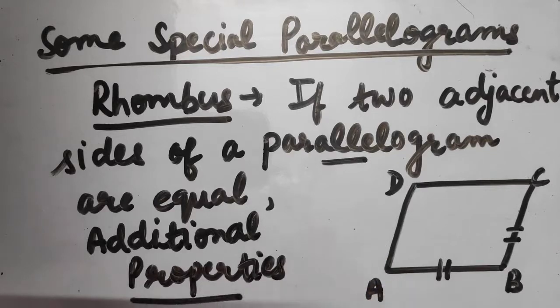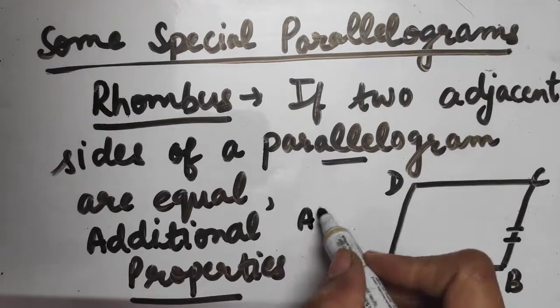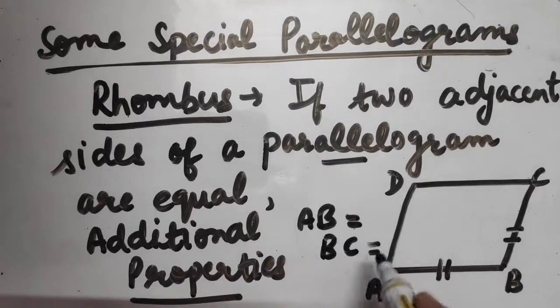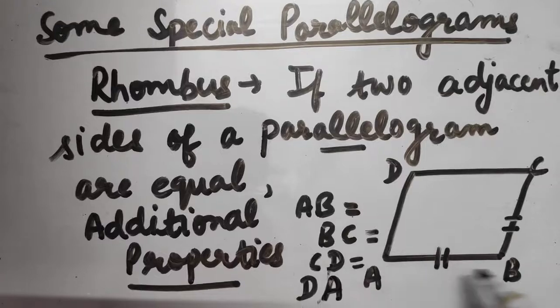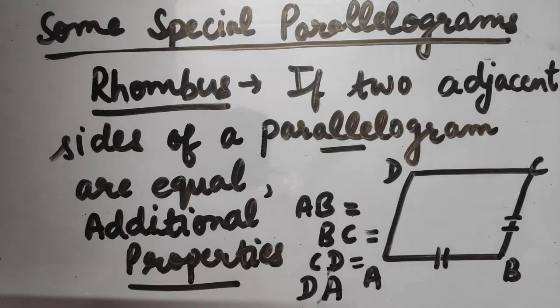Additional properties. The very first property is all the sides of a rhombus are equal. It means AB is equal to BC is equal to CD is equal to DA. So this is the first additional property of a rhombus, that all the sides of a rhombus are equal. Let us talk about the second property now.